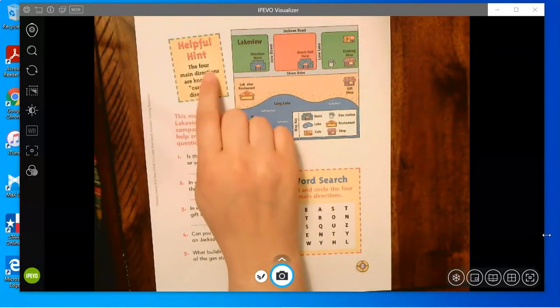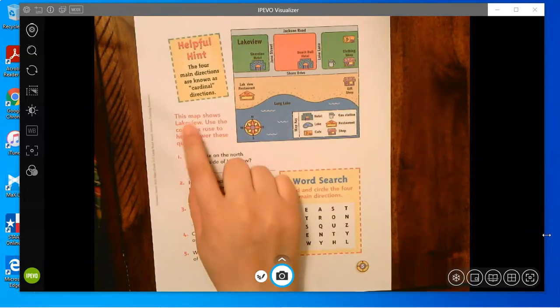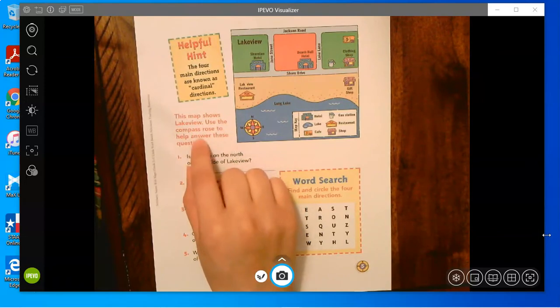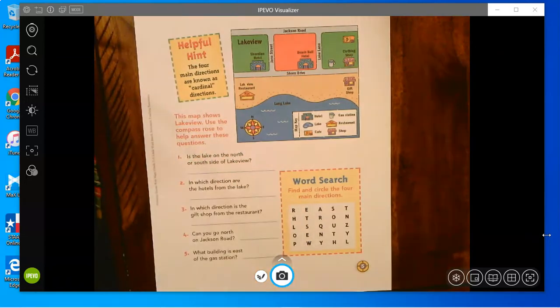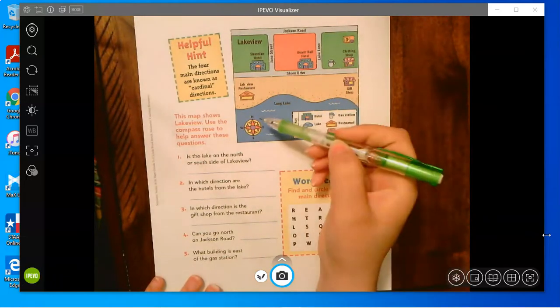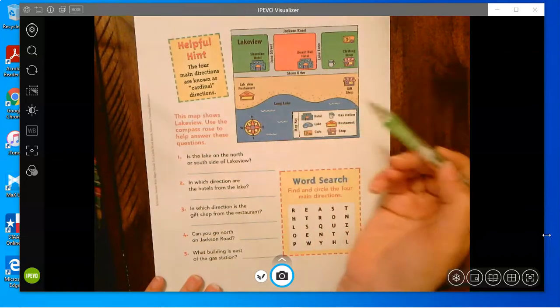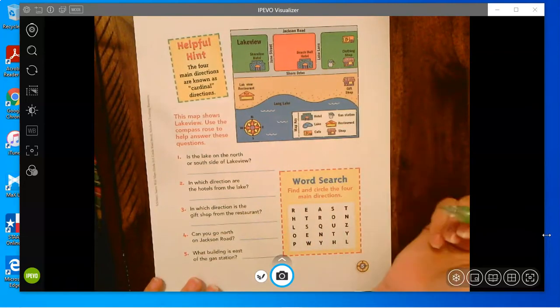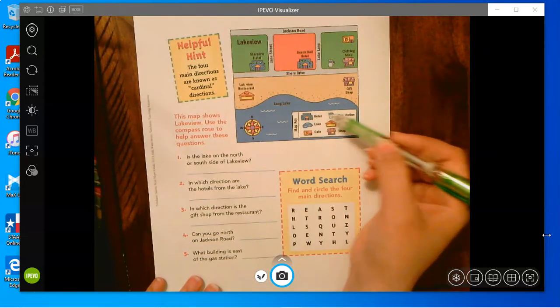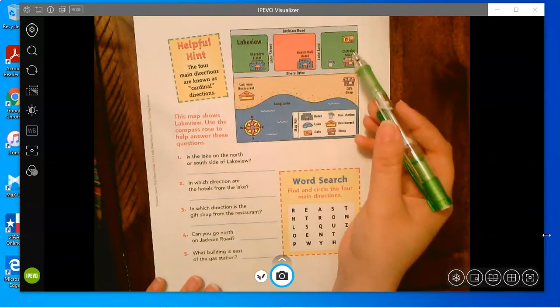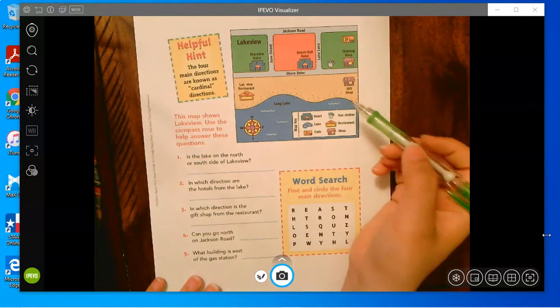It says helpful hints. The 4 main directions are known as cardinal directions. This map shows Lake View. Use the compass rose to help answer these questions. So here's my compass rose. And this one just has the 4 main directions: north, south, east, west. Okay? So, oh, and look, I have a map key, guys, and a map key is telling me what my pictures on the map are.